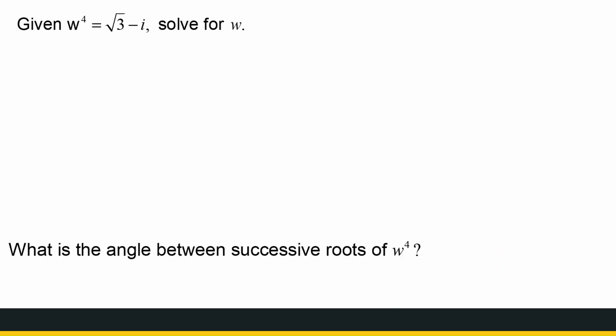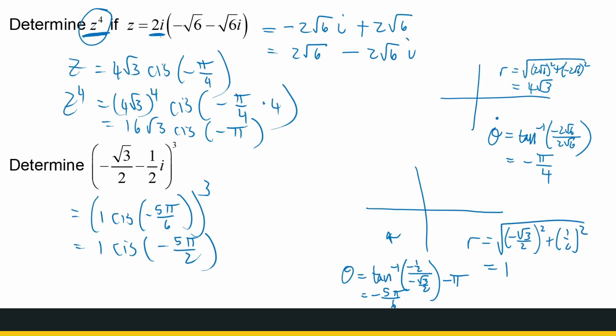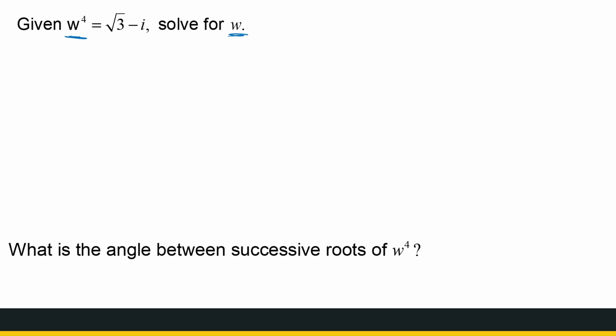All right. Now, this question looks similar, but it's totally different. I'm giving you w to the power 4, and I'm asking you to solve for w. So now we're finding roots. I've already raised the number to the power 4. With the previous page, we asked, take a number and raise it to the power 4 and give me the answer. Now I'm giving you the answer, and I'm saying what number was raised to the power 4. So it's the opposite way around.